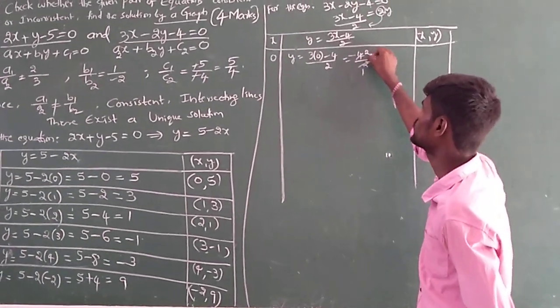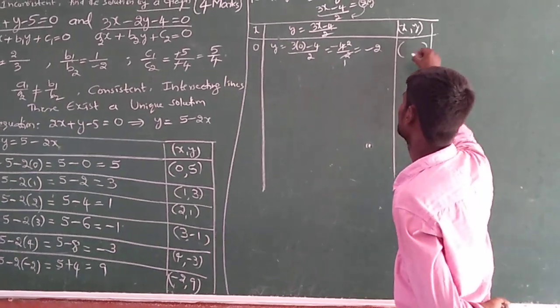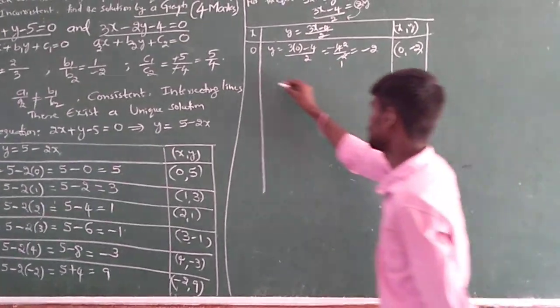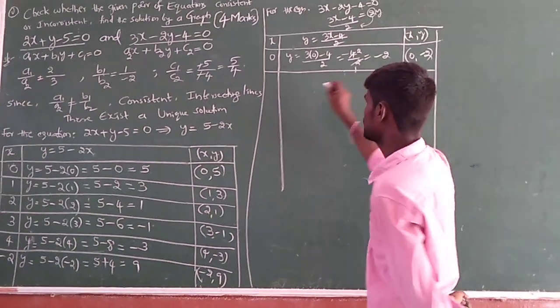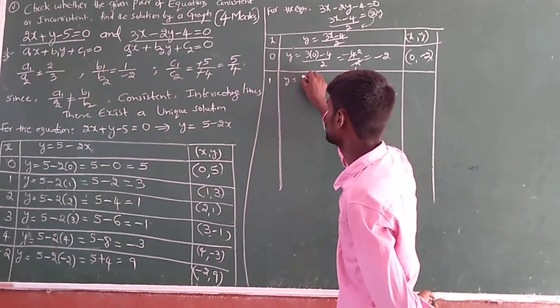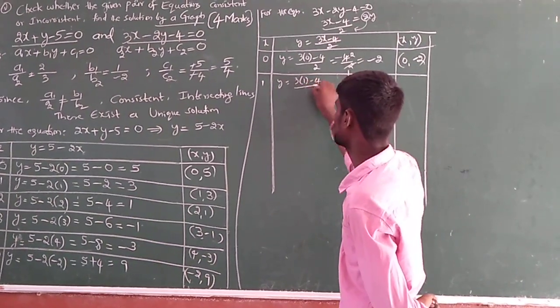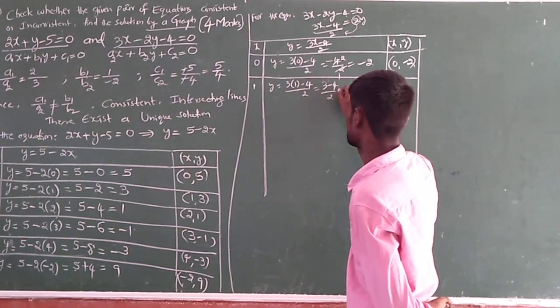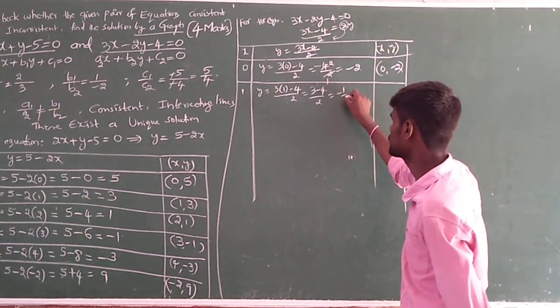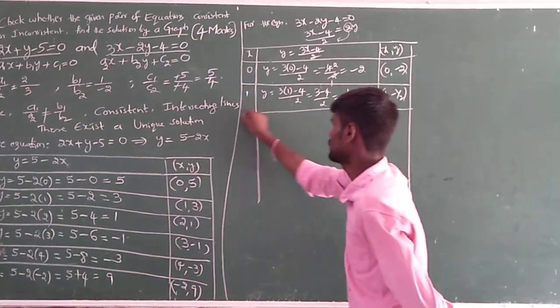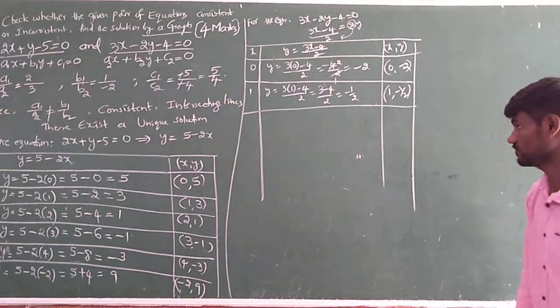What will you get? Minus 2. So 0 comma minus 2. Next, take x value as 1. y equals (3 of 1 minus 4) by 2. 3 into 1 is 3, 3 minus 4 is minus 1, by 2. So 1 comma minus 1 by 2. Minus 1 by 2 is nothing but minus 0.5.